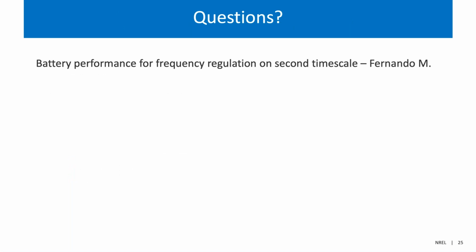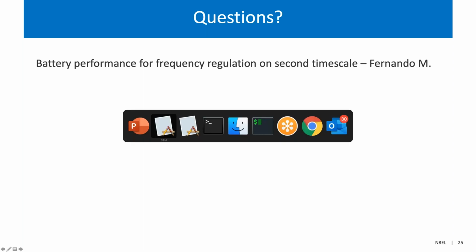We received one question during the registration process about battery performance for frequency regulation on a second timescale from Fernando M. So I'll just start with this one. In the SAM executable, the minimum time scale is 1 minute. However, we do have sub-minute battery modeling capability upcoming in our next release, but this will only be available through PySAM or other SDKs. So I have an example Jupyter notebook of how this can be modeled for a battery.